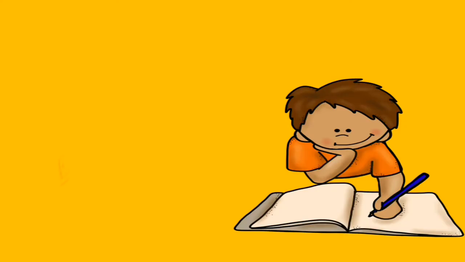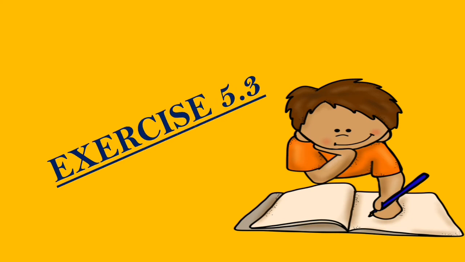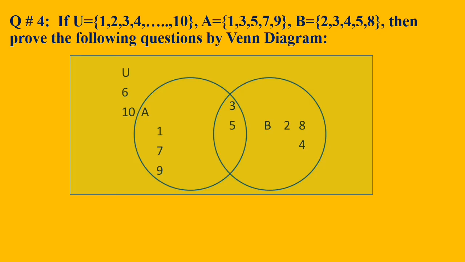Okay students, let's come to our exercise, which is exercise 5.3, and we are going to discuss its question number 4. In question number 4, students, you can see that U, the universal set, equals 1 2 3 4 up to 10, and set A equals 1 3 5 7 and 9, while set B equals 2 3 4 5 and 8. Then prove the following by Venn diagram.